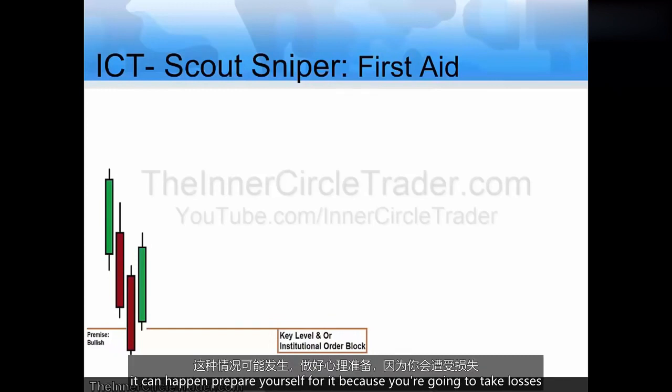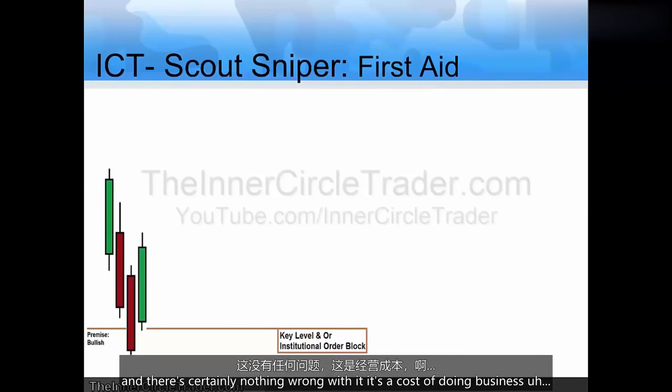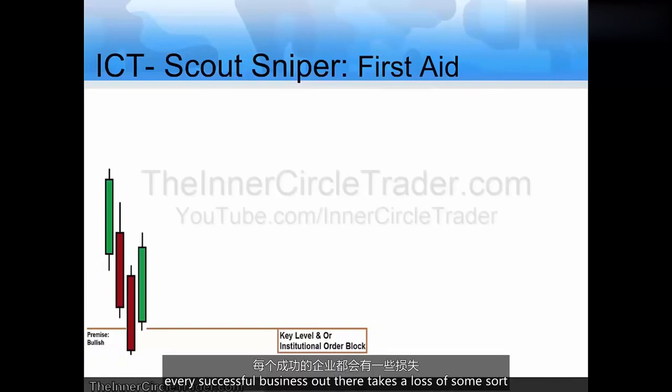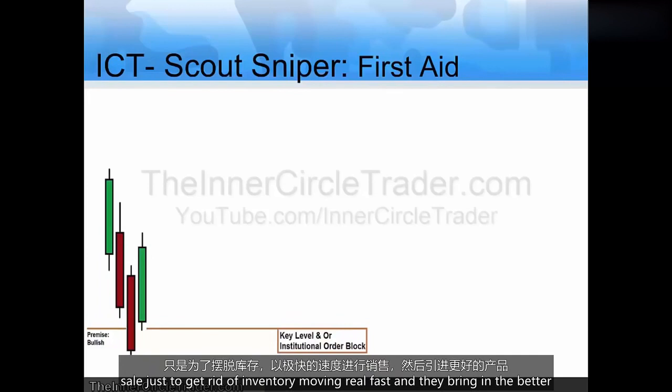Prepare yourself for it, because you're going to take losses, and if you trade any length of time, you're going to have a lot of losses. And there's certainly nothing wrong with it. It's a cost of doing business. Every successful business out there takes a loss of some sort, but you don't see those businesses collectively going out of business. They trim, they put things up for sale just to get rid of inventories that aren't moving real fast, and they bring in the better movers.